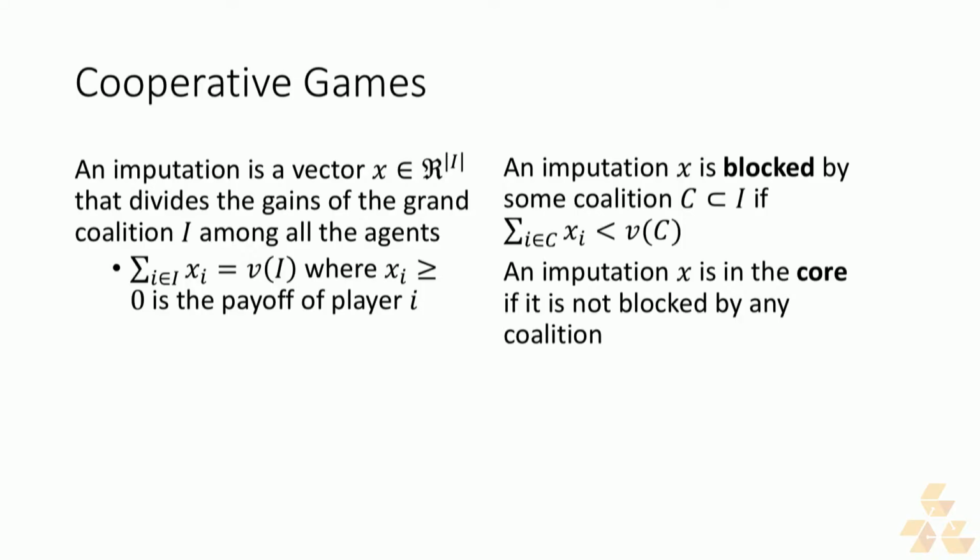If we have an imputation or payoff vector that is not blocked by any coalition, we say that this payoff vector is stable, and we define the core of the game to be the set of all stable payoff vectors, all of the stable imputations. Again, the core is the set of payoff vectors where there is no subset of players that says we are not happy with what we get according to this payoff vector, and we want to leave the grand coalition and form our own team.